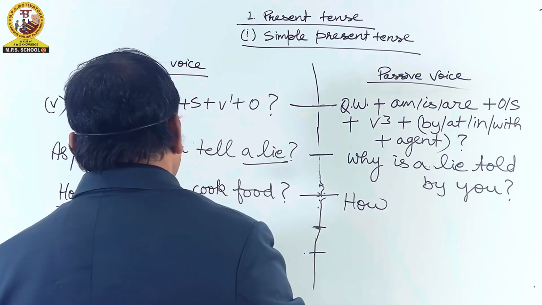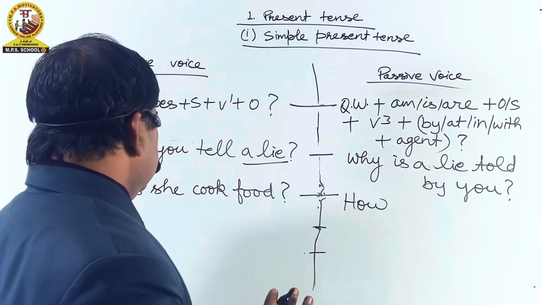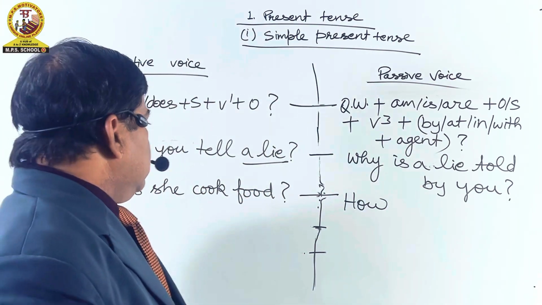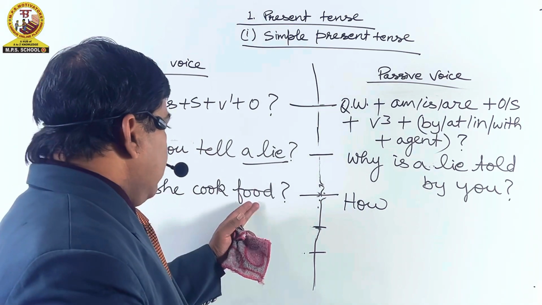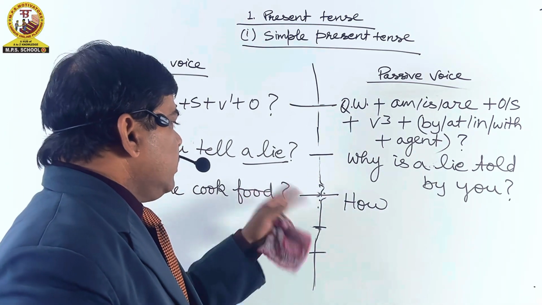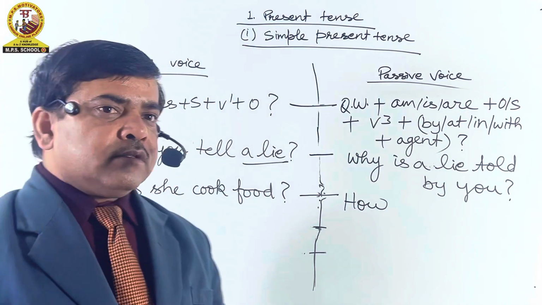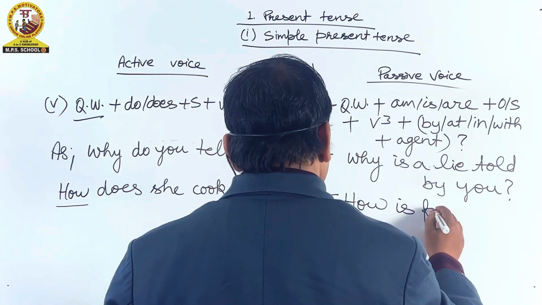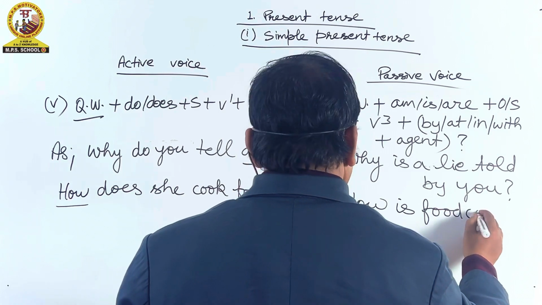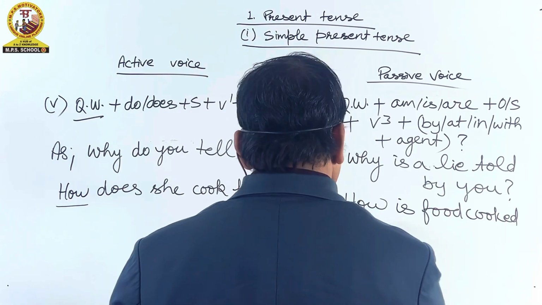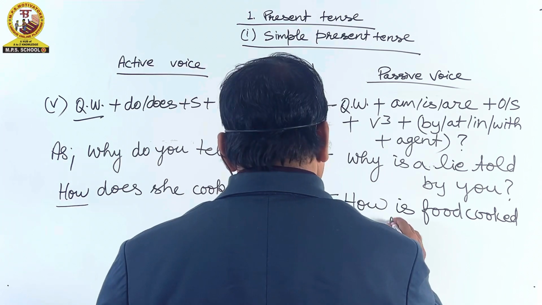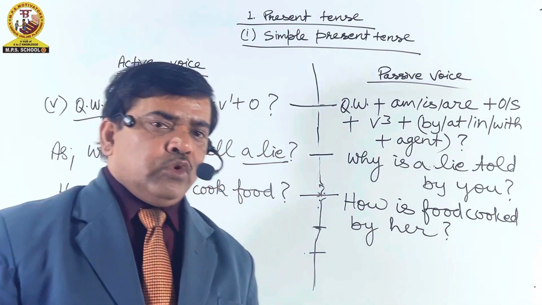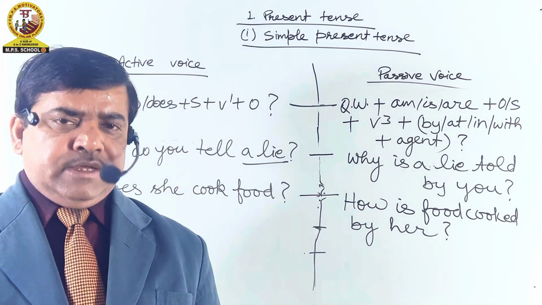Thereafter, we will choose am, is, or are as a helping verb according to the object subject, and the object subject is food. According to food, we will use the singular verb is. So we will write how is food cooked by her? How is food cooked by her?